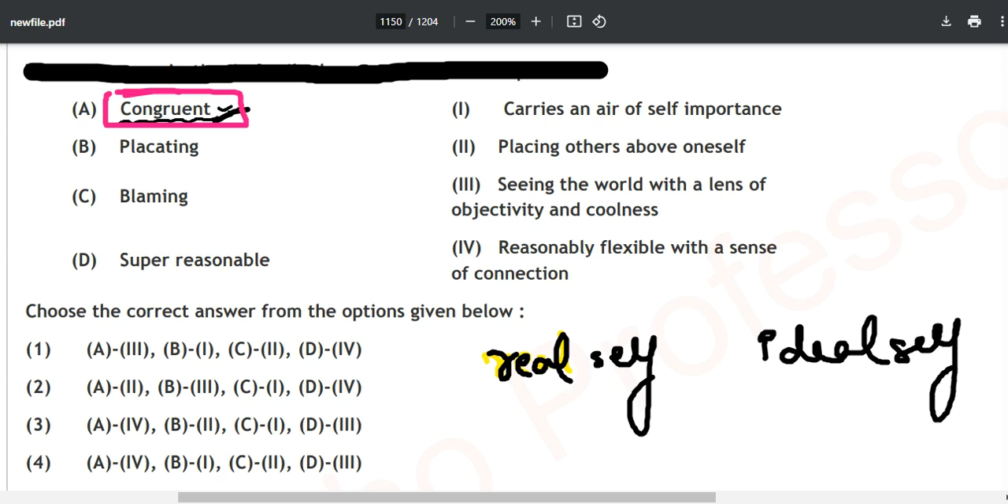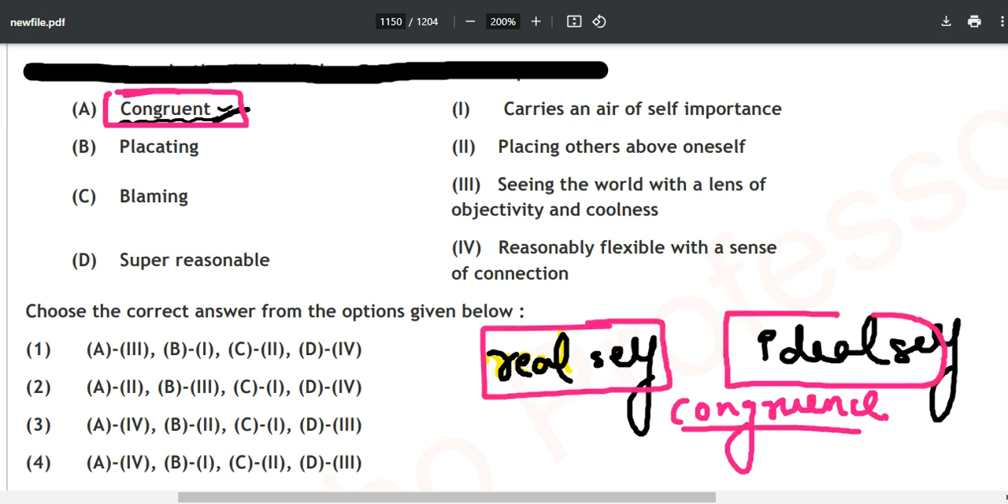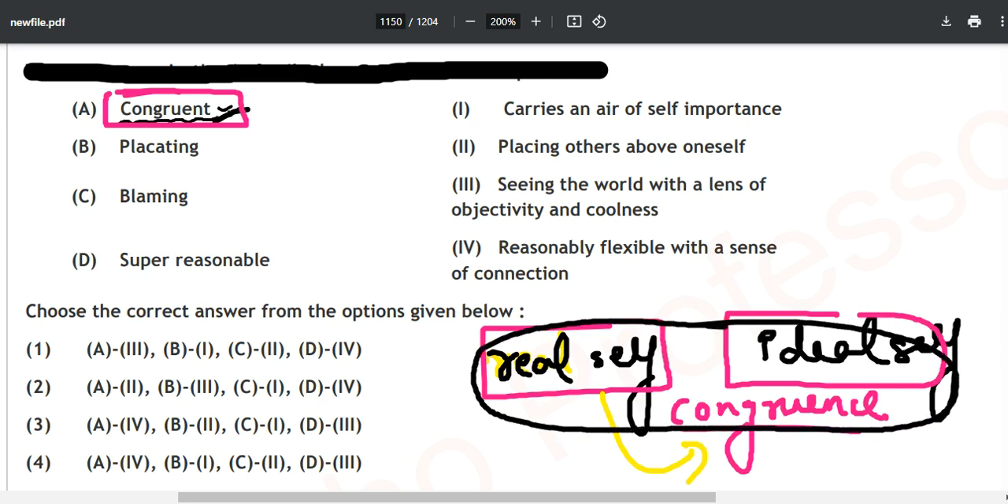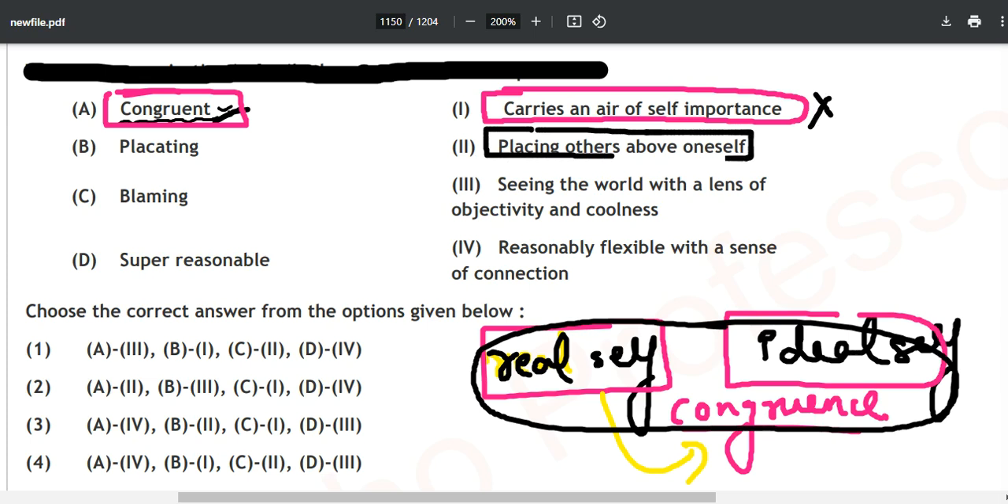So what we say over there is that there should be congruence between these two, real self and ideal self. There should always be congruence in between. Now we have a general basic framework idea of what congruence can be. Now, carries an air of self-importance. Is congruence talking about this? Pretty obviously, a big no. Placing others above oneself. No, how can this be possible? How can Rogers say that congruence is placing others above oneself? Not possible.